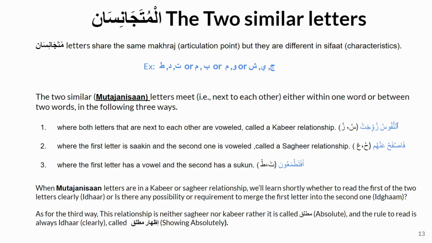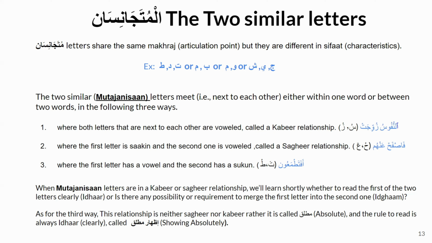We will continue the topic of relationship of two letters, and today we will discuss the next category of letters that is called Mutajaanisaan. Mutajaanisaan letters share the same makhraj, but they are different in sifat, such as letter ta, dal, and ta. They are coming from the same makhraj, from the top of the tip of the tongue plus the soft area of the gum line of upper two incisors, but they differ in sifat.